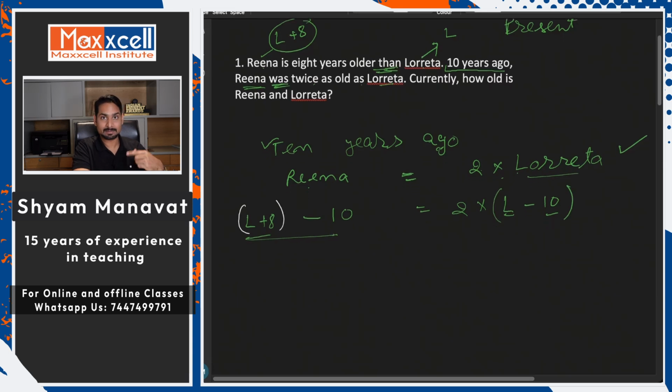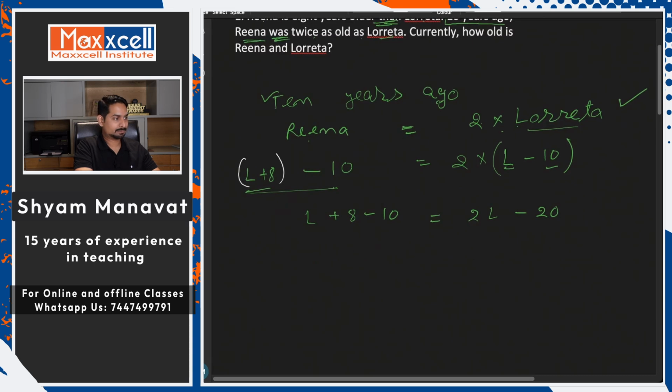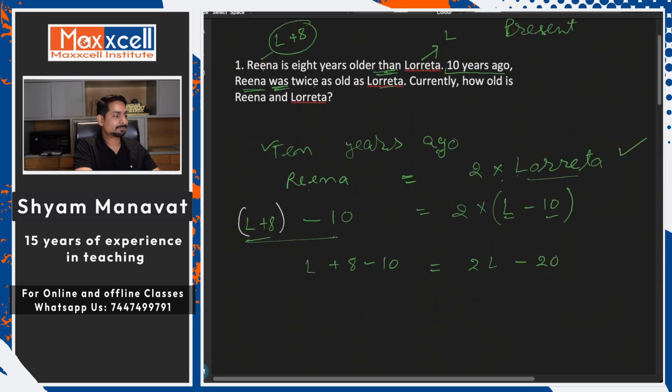If not, just revise this part, because I think I made it quite simple and easy for you. Now, simplify, open the bracket. Now it's all simplifying the equation. All right. And you can see that you have got one variable and one equation, so you can directly get the value of L, which is the age of Loretta at present.